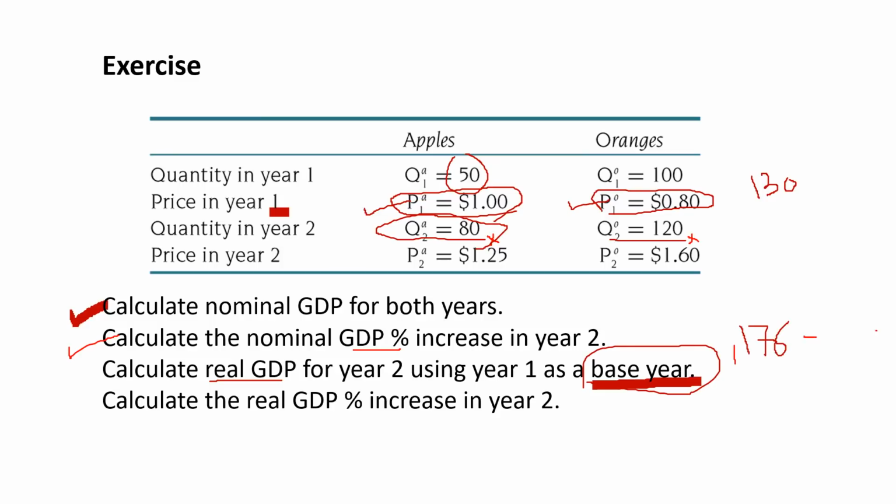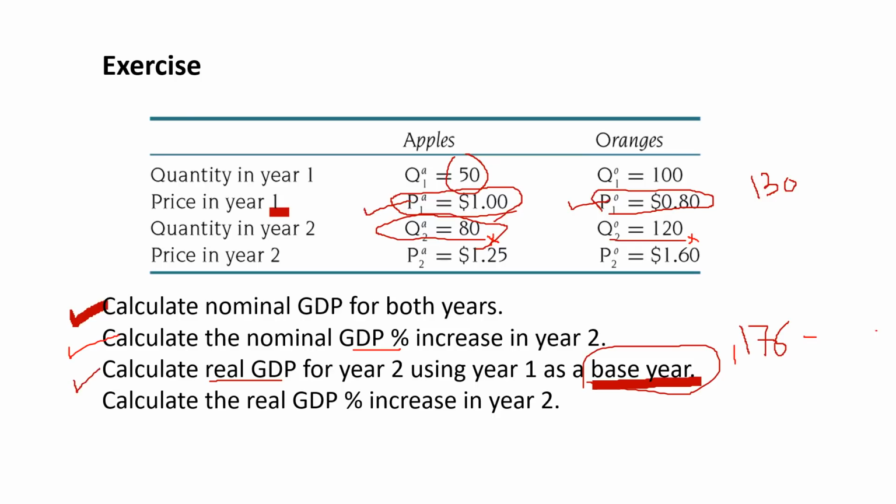So the base year means that we are going to take the price at that year. In year 1, the base year is already year 1, right? So we multiply the quantity of year 1 times the price for year 1. That's why the answer will be the same as the nominal GDP for year 1. Now, when we calculate for year 2, we said that the base year is year 1. So we are going to take the price of year 1, but the quantity of year 2.